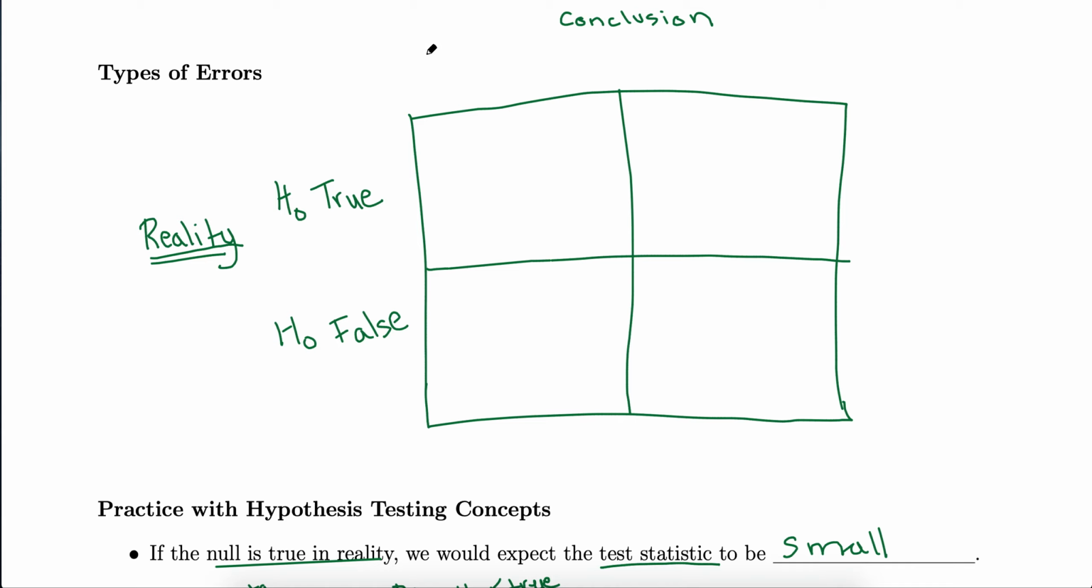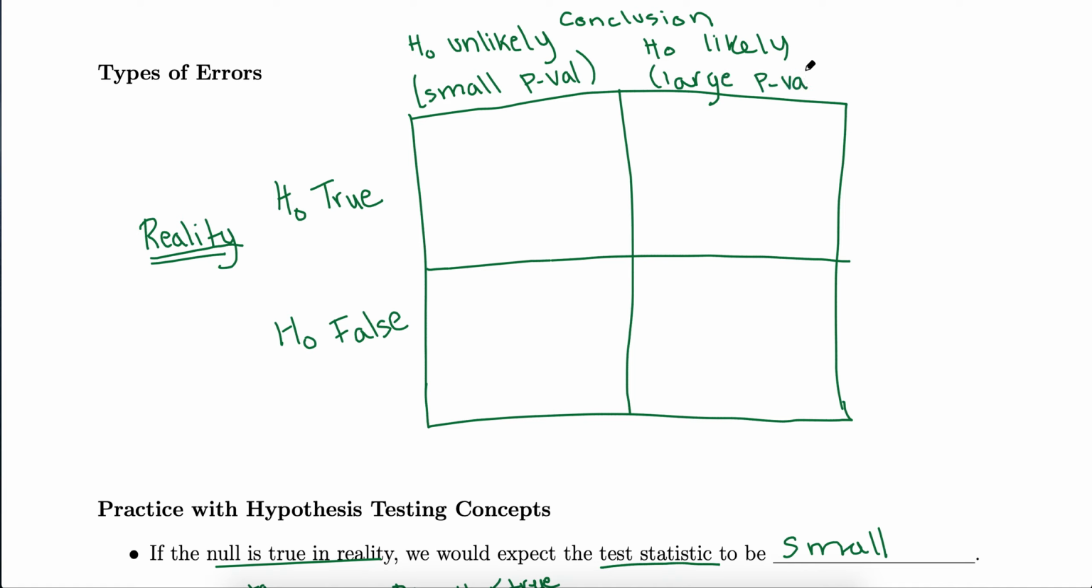When we conduct our hypothesis test, we might come up with something like this: H0 is unlikely. And remember, that happens when we have a small p-value. Or I might have something like the null hypothesis is likely, which is when I have a large p-value. And for purposes of this class, we'll just say small and large is less than 10% or bigger than 10%. So follow me through here.